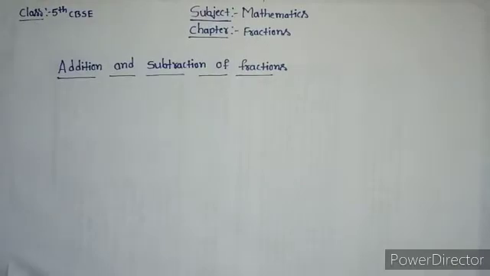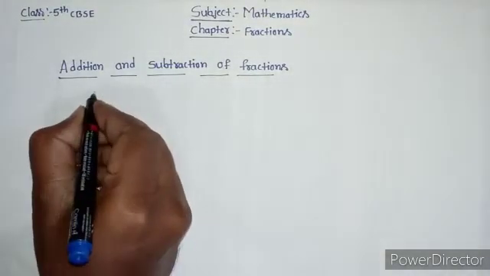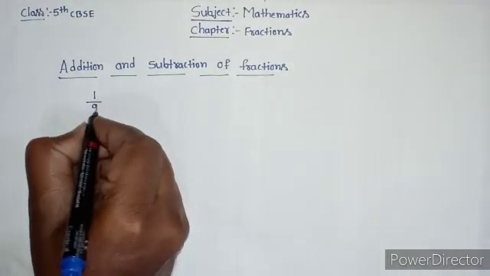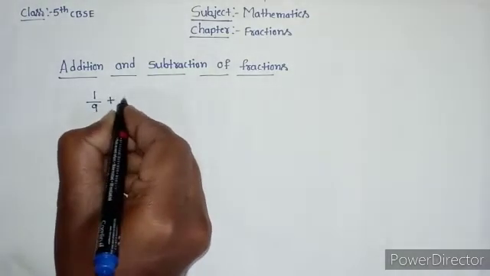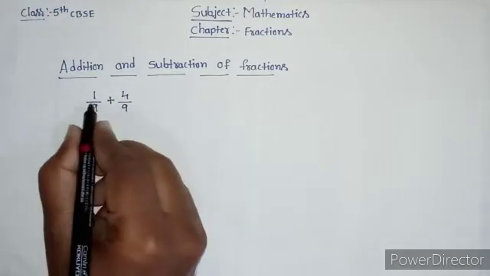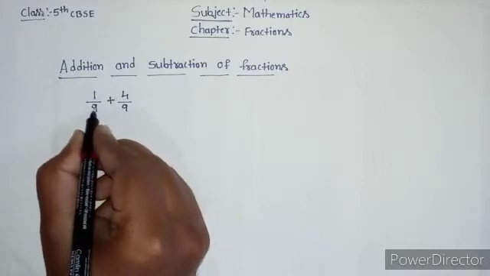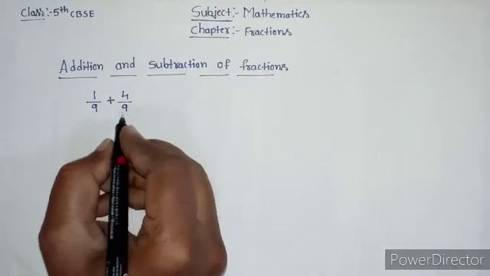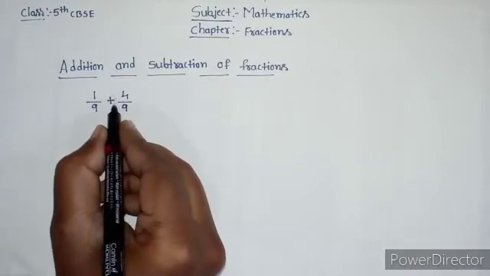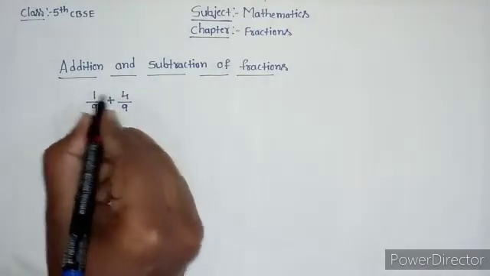We know how to add and subtract like fractions with common denominators, right? For example, all of you see here 1 over 9 plus 4 over 9. This is like fractions, right? Because here the denominators are the same. The numerators are different. In this case we need to add only the numerators.